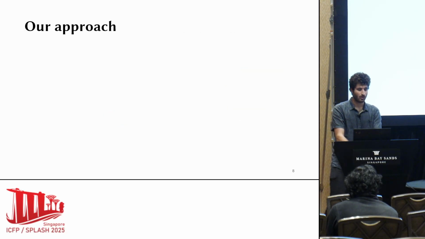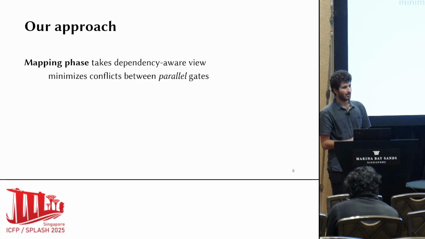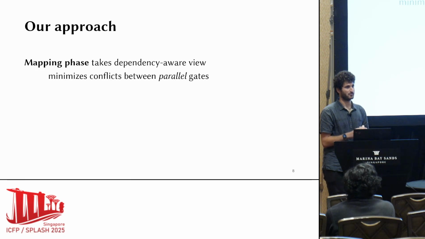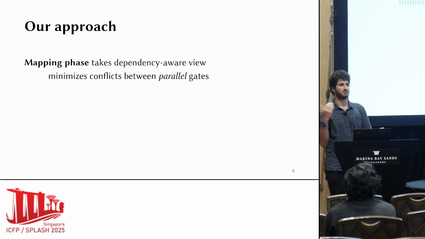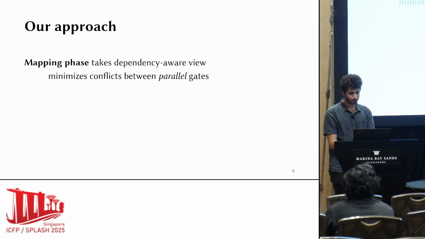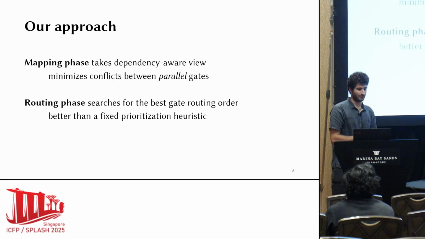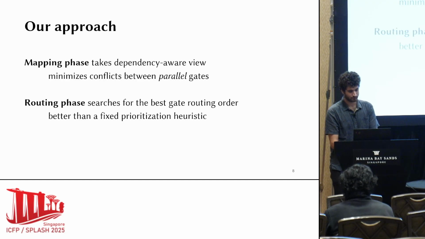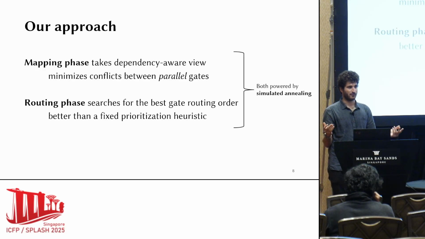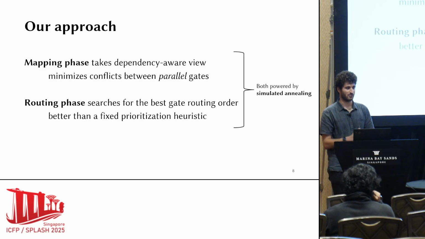Okay. So our approach to this problem splits it up into 2 phases. It's an NP-complete problem, so our initial relaxation is to think about it as a mapping problem and then a routing problem. At the mapping phase, our insight is to take a dependency-aware view, so we're trying to predict which operations actually have the potential to conflict with one another. And then at the routing phase, our insight is that we want to search for the best order in which to route gates, which can perform significantly better than some fixed heuristic for gate routing order. And at both of these phases, we have a sort of unstructured discrete search that we implement via simulated annealing.